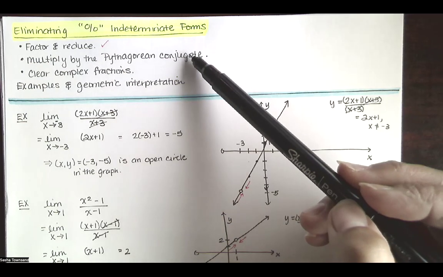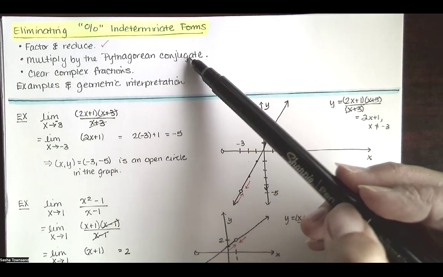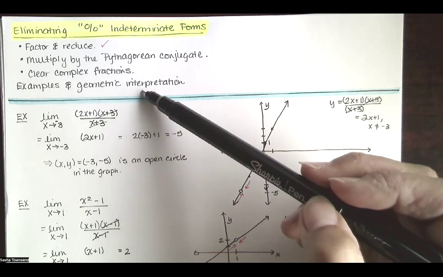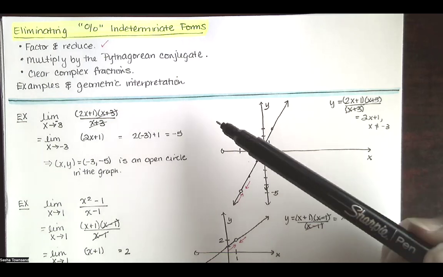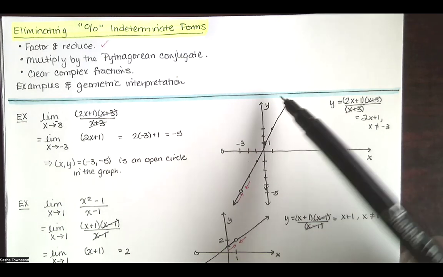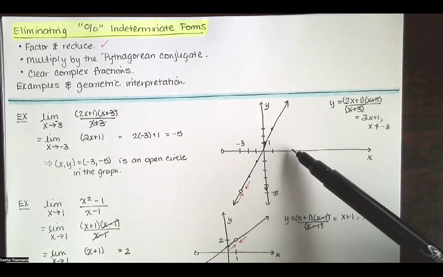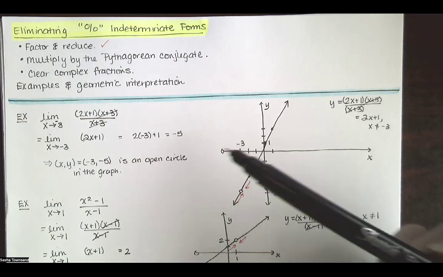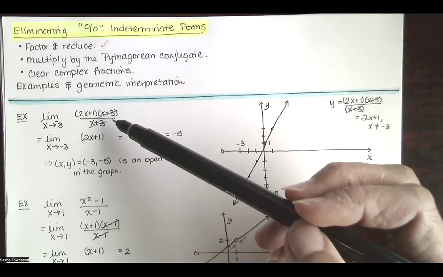And we're also going to show examples where we multiply by the Pythagorean conjugate, and a complex fraction. In each example, we will do the calculations, and then we'll look at the geometric interpretation. We'll draw a graph ourselves, and then we'll confirm that our graph is what it's supposed to be by looking at the corresponding graph on Desmos.com. So let's look at this problem first.